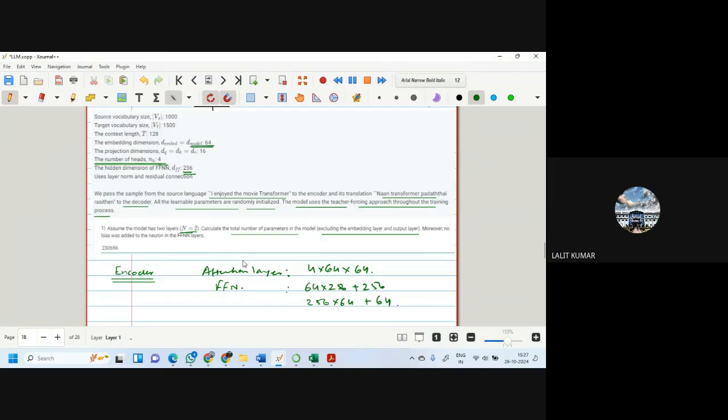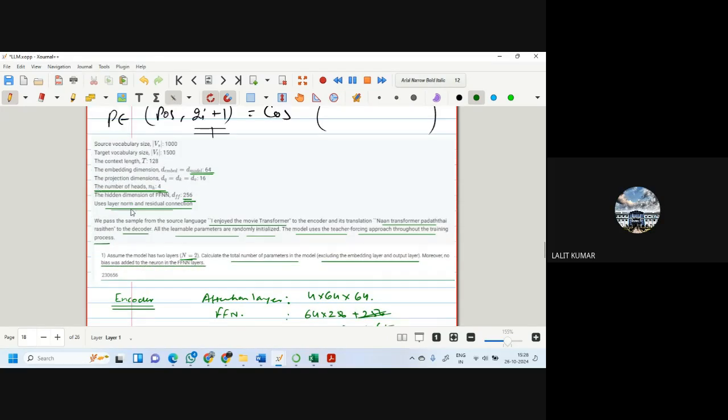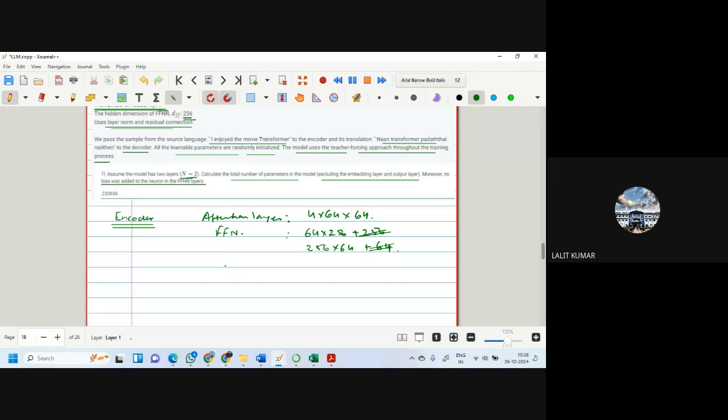And it uses layer norm. They have mentioned no bias is added in the question. Okay. And layer norm will become 4 into 64. You find this, multiply by 2. Is this okay? Encoder part okay?